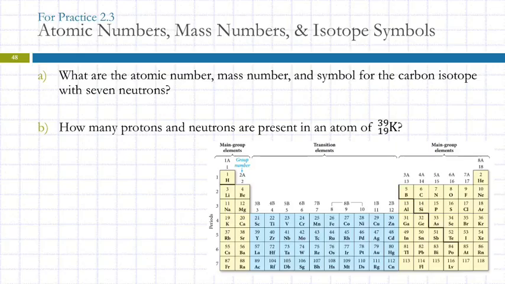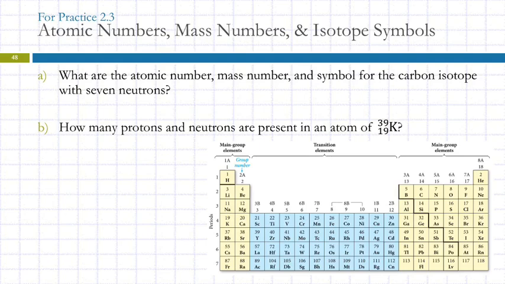So what should we be able to do? We should be able to answer questions like this. What are the atomic number, the mass number, and the symbol for the carbon isotope with 7 neutrons? You need a periodic table to answer these questions. So the atomic number, that's the number of protons. We read that straight off the periodic table.